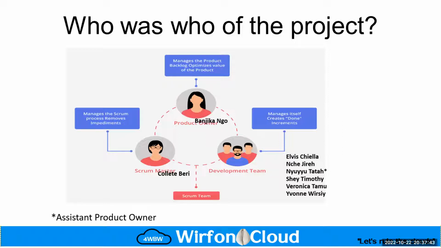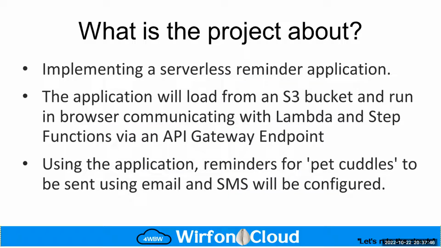Next slide. So what was this project all about? We implemented a serverless reminder application. This application loads from an S3 bucket and runs in the browser, communicating with Lambda and Step Functions via an API Gateway endpoint. Using the application, we will be able to send reminders for Pet-Cuddle using email and SMS. So we were able to configure these reminders using email and SMS. Next slide, please.